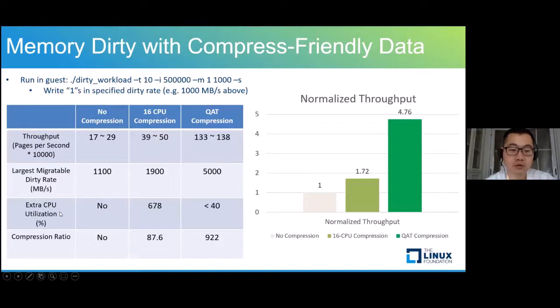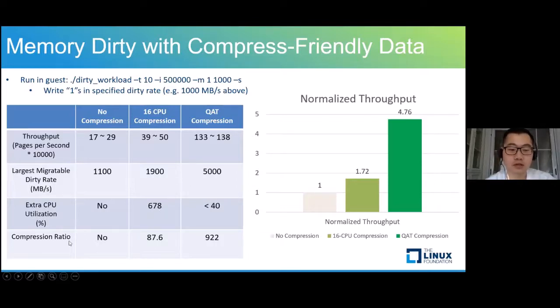And for the extra CPU utilization, it means how many CPUs are used in addition to the migration thread. So for the no compression case, there is no extra thread, so it doesn't consume extra CPU. For the 16 CPU case, it consumes 678 CPU percentage. It doesn't consume all the 16 CPUs because this data pattern is easy to compress. For the QAT case, it's less than 40%, so it's much less than the CPU compression case.